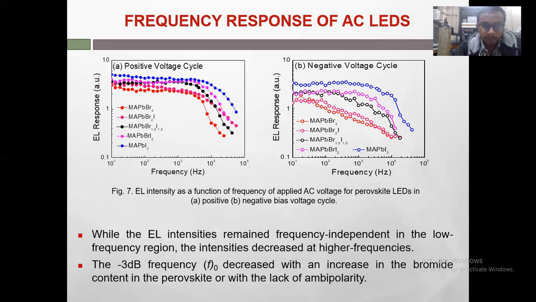of the perovskite. Now, here we have studied the frequency response of the AC LED, where we can see that at low frequency, the EL intensity is frequency independent, and it decreases at higher frequency. The 3 dB frequency, which is the limiting frequency of device operation, increases with increasing iodine content in the material.